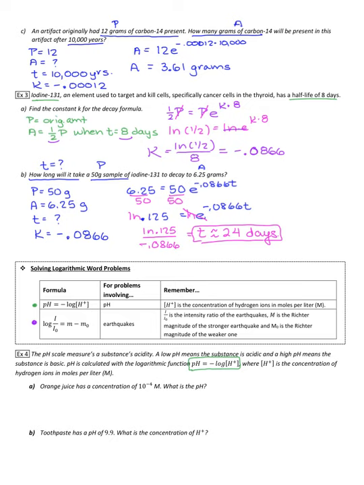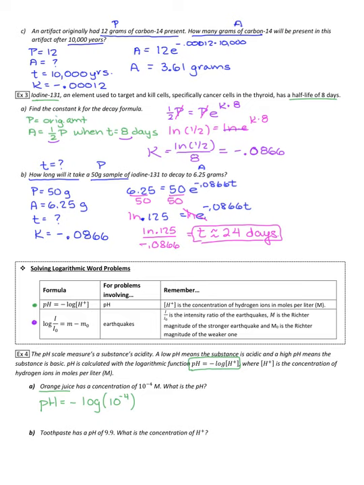So they're telling us that orange juice, which I always think is very acidic, has a concentration of 10 to the negative 4 moles. What is the pH? So the pH, if we use our little formula, what goes here is 10 to the negative 4.